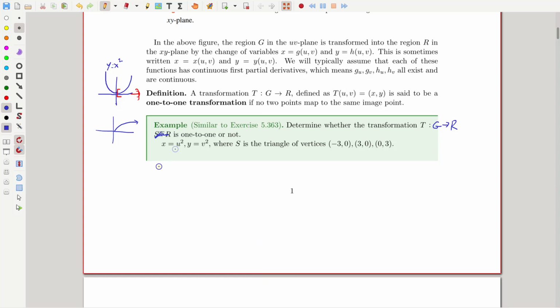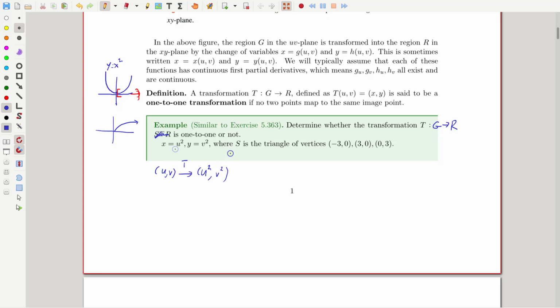how do I want to say this? I kind of want to say that T sends you from (u, v) to (u squared, v squared) is one way you can denote this. So this is the x value, this is the y value. So we're going from the uv plane to the xy plane. Okay, that's what this is doing.